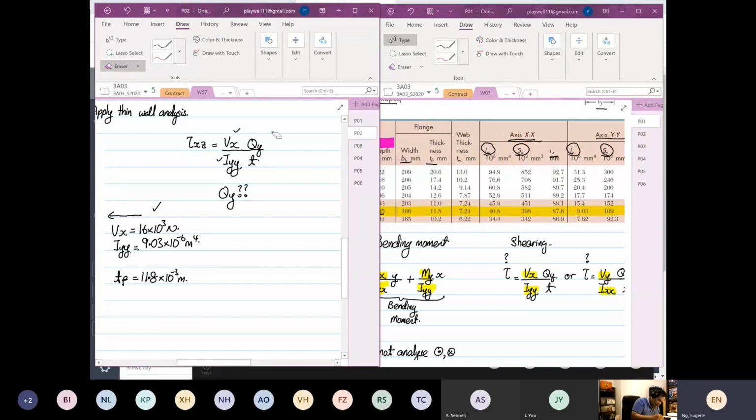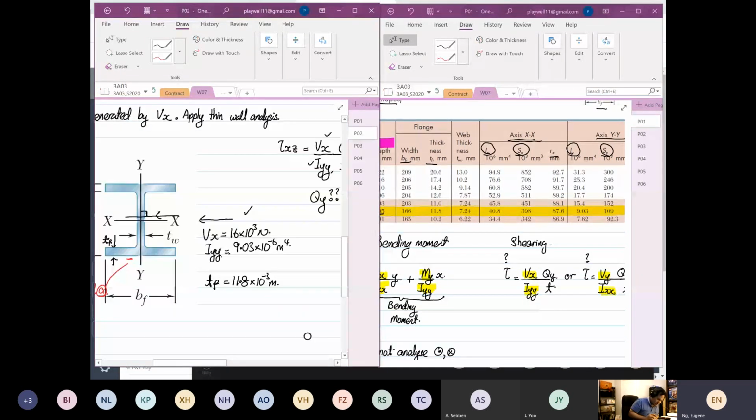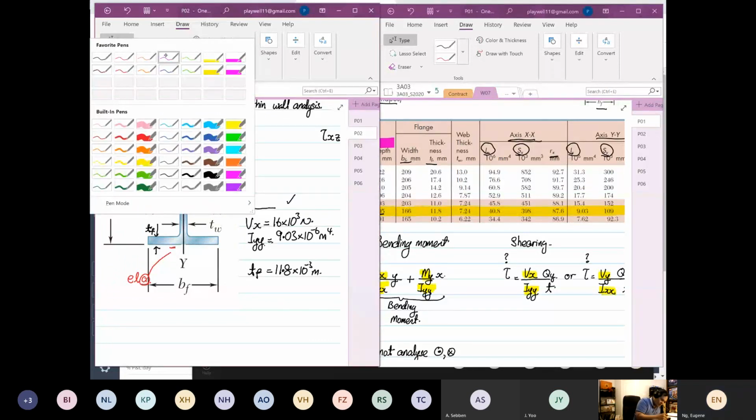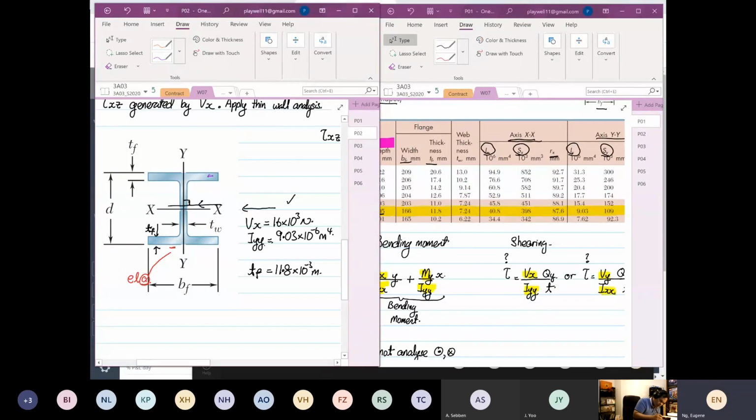Or you know your T, right? So this is the part that you don't know. So it's thin wall analysis, right? Your Vx is going here. You're going to sketch your shear flow. Okay, so your shear flow, your structure will look like this.